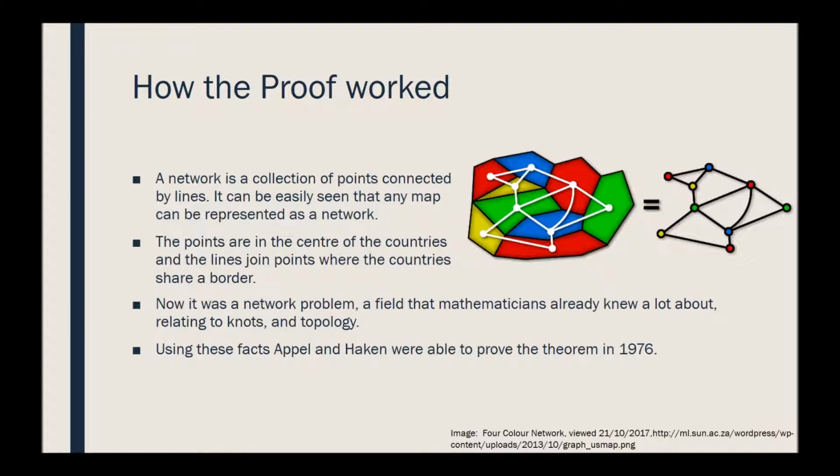A collection of points connected by lines forms a network. Representing a map as a network can be easily seen by doing this. At the center of each country, there is a point, with lines joining the points where the countries share a border. This transforms the conjecture into a network problem, allowing mathematicians to prove this through a field that was already well known, relating to knots and topology. It was by doing this that Appel and Haken were able to prove this theorem.